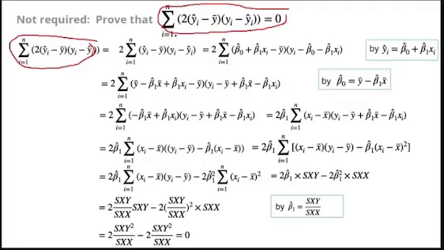When I bring out 2, I'm going to have that guy, right? Because that 2 is a constant. Now the next thing is, what is Y cap? The Y cap is the model. Do you see? It's the simple linear regression model.